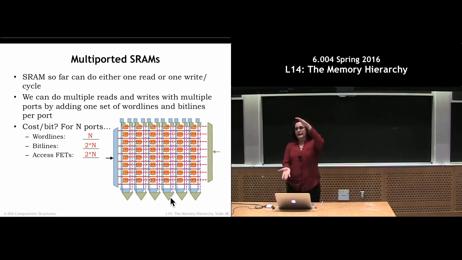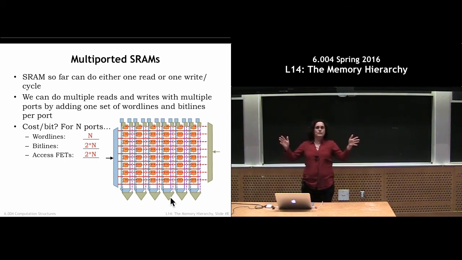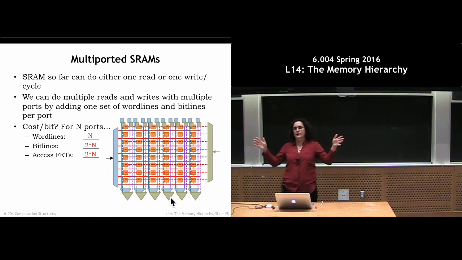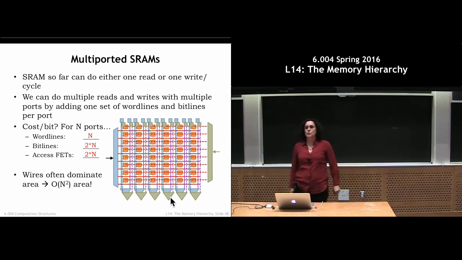And so what's this going to do to the size of our SRAM? Well, the height of this array is proportional to the number of these word lines. So if that's going up by a factor of n, our height is going up by a factor of n. The width is proportional to the number of these bit lines. So if the bit lines are going up by a factor of n, we're getting that much wider. So our area is actually going up by a factor of n squared.